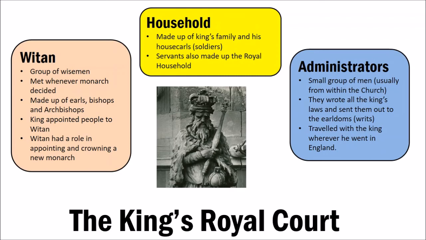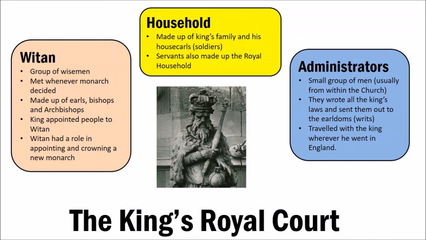And it would be the administrators that would write these up and ensure that they got to the people that they were meant to get to. And the administrators would travel around the country with the king wherever he went. Okay, so if the king travelled around the country, his administrators would come with him. So these three groups of people all make up what is known as the king's royal court. So Edward, and every other monarch, have always had the support of these networks to ensure that the kingdom is run efficiently. Okay.